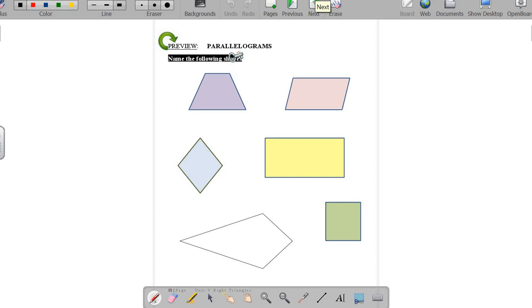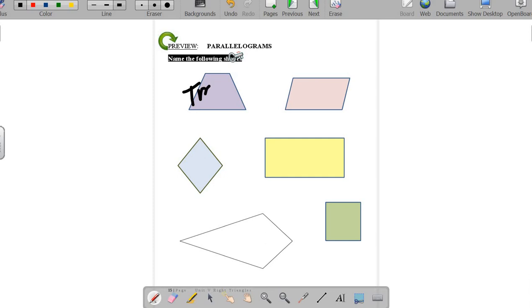So we're going to be talking about the next week quadrilaterals, four-sided shapes. And there's a variety of quadrilaterals. I'd like you to pause this video and see if you can name as many of the following quadrilaterals as you can. Pause the video, name them, restart. Okay, let's see if you were able to name them all.